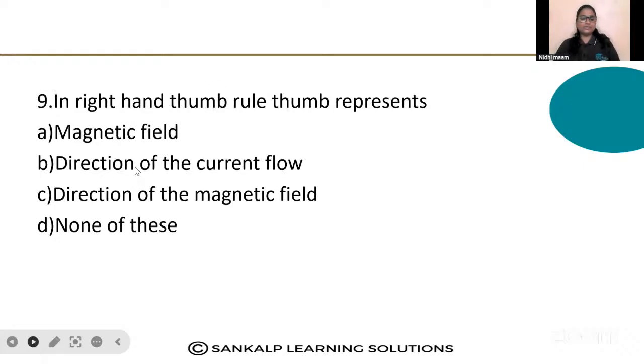Okay, thank you, Sanvi. So, ninth question. In the right hand thumb rule, the thumb represents: magnetic field, direction of the current flow, direction of the magnetic field, none of these. We learned the right hand thumb rule with anti-clockwise and clockwise directions, right? So what does this thumb indicate? Ninth question. Please put the question number and then the option, my dear students.